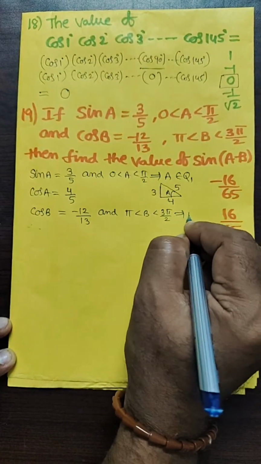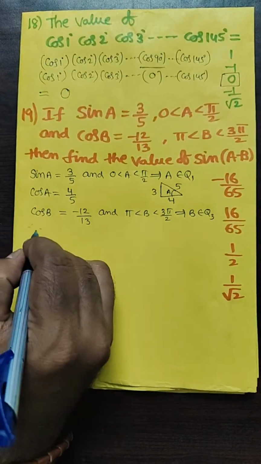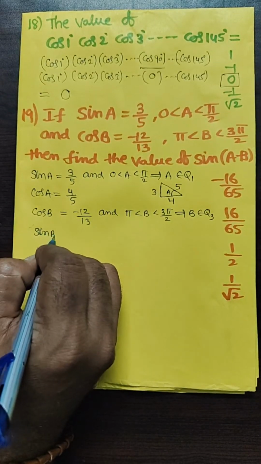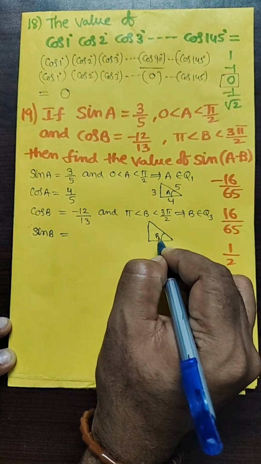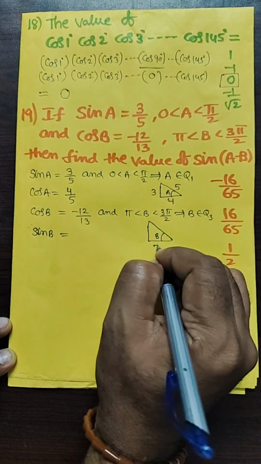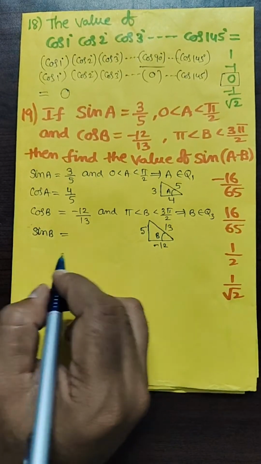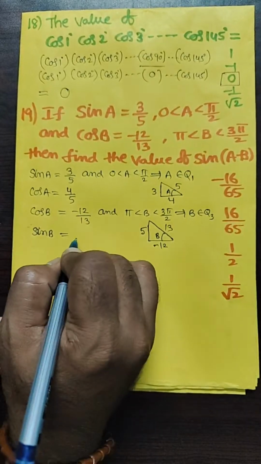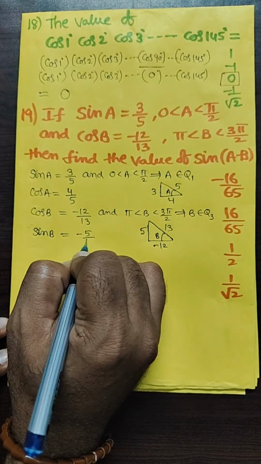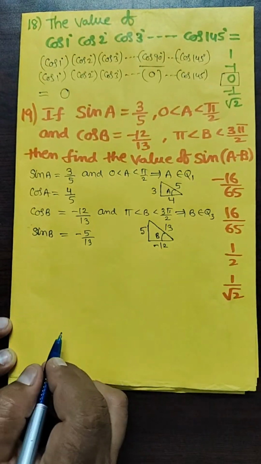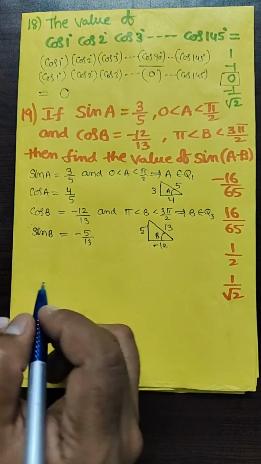That implies B belongs to third quadrant, quadrant 3. In quadrant 3, sine is negative. So sine B is equal to, even here you have to draw a rough figure, students. This is angle B. So cos definition is adjacent side by hypotenuse. Here obviously 5 will come. So sine definition, in third quadrant sine is negative, so minus 5 by 13, opposite by hypotenuse. So minus 5 by 13.